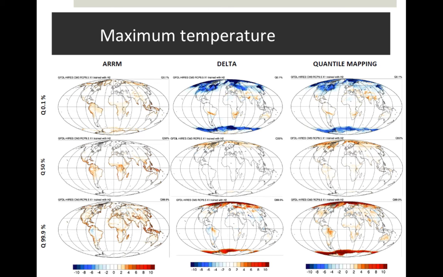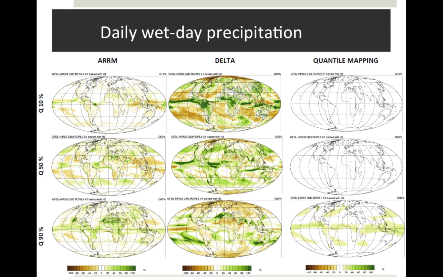Now here's precipitation. This is really interesting. These are the same three methods. This is the 10% wettest days, 50% wettest days, and 90% wettest days. The method on the far right is the method that was developed for and is used by people who do water modeling.